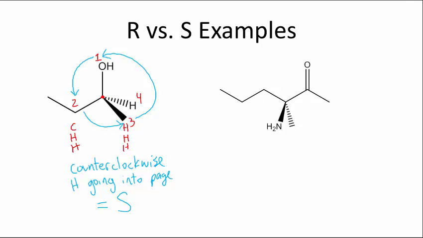So this molecule on the left has S configuration. All right, the molecule on the right, I'm going to go ahead and do the same thing. Here's my chiral center. Highest priority is going to be nitrogen. Notice, even though there's an oxygen on this other group, I go one atom at a time, and I'm comparing nitrogen to carbon to carbon to carbon. So nitrogen is going to be the highest priority group.